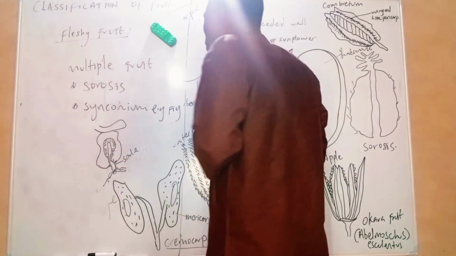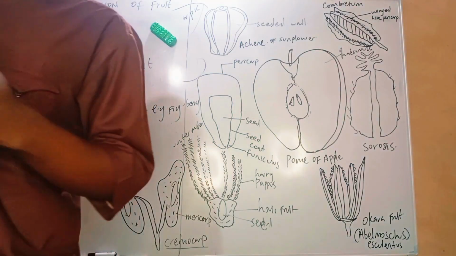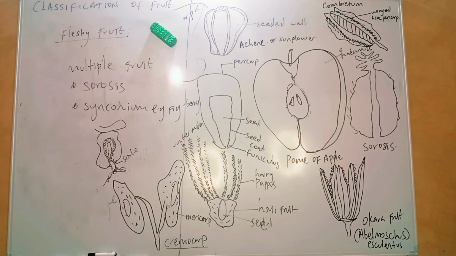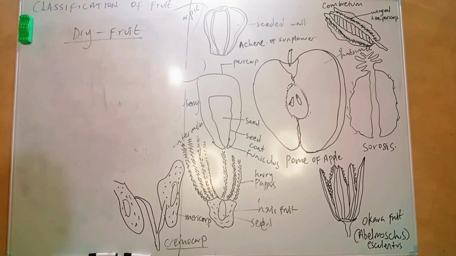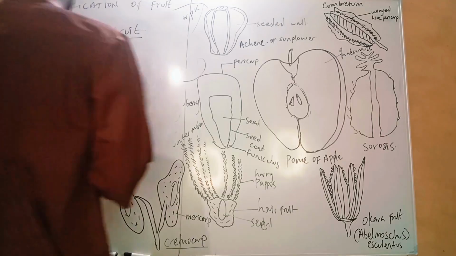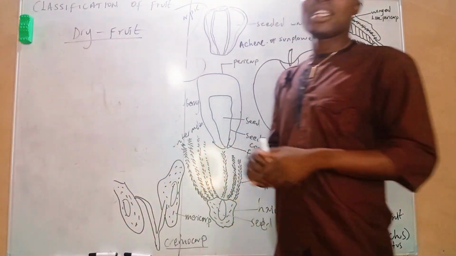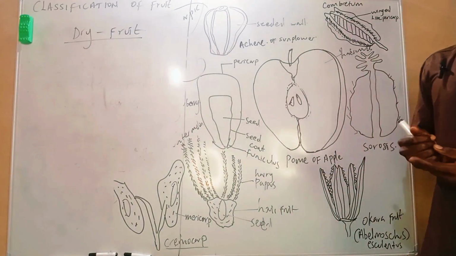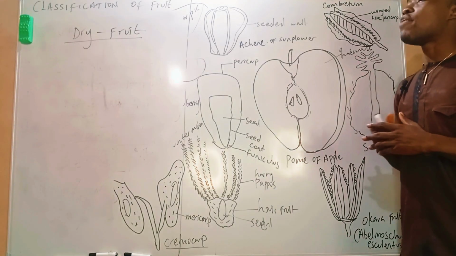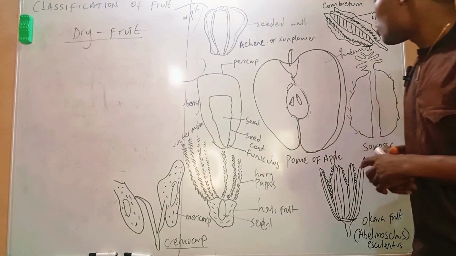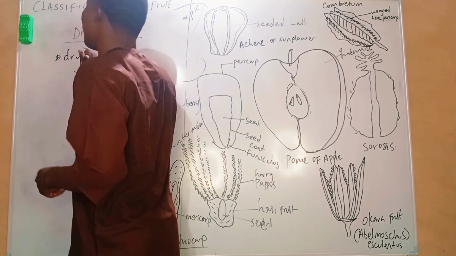So I'll quickly talk about dry fruit. Dry fruit is usually very technical. All right, guys. Dry fruit can be of three types: the dry dehiscent, the dry indehiscent, and the schizocarpic fruit. All right, so let's quickly dive into it. I have some examples on the board here, which I can use to explain for you. So we're going to talk about the dry indehiscent first.